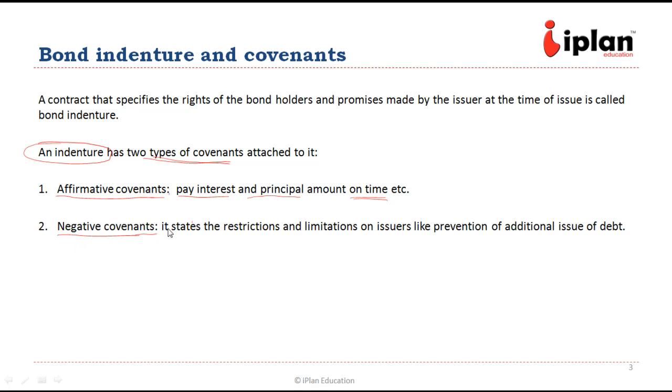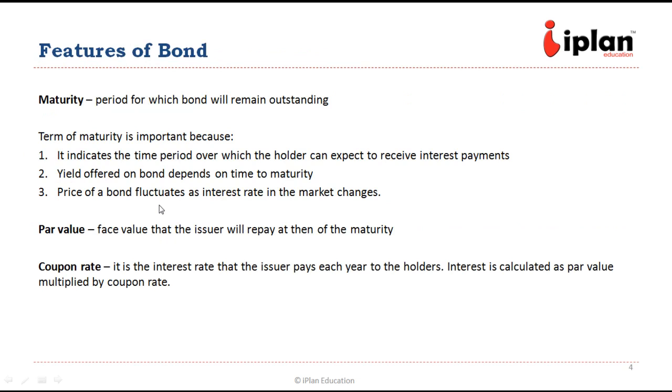And in the case of negative covenants, there could be restrictions or limitations on further borrowings, or there could be restrictions on various cash flow ratios or debt ratios, that they cannot fall below a certain point. So these are basically restrictions, positive or negative, which are put on the borrowers as per the bond documentation. Now let us look at the other features of the bond.